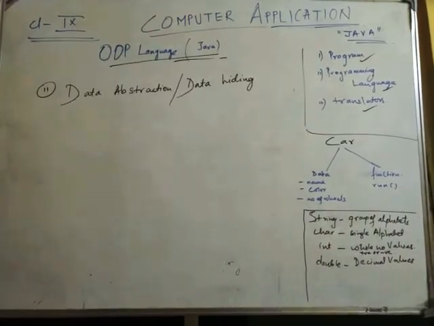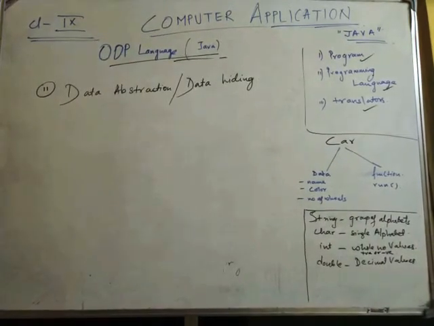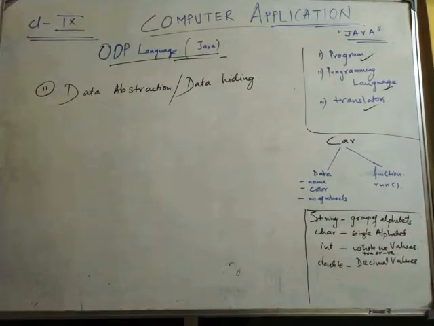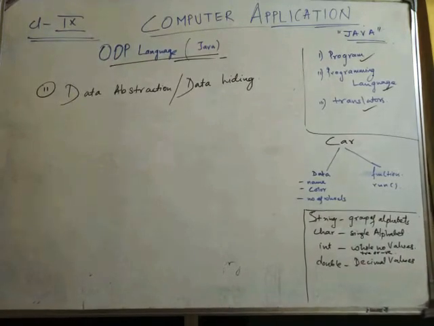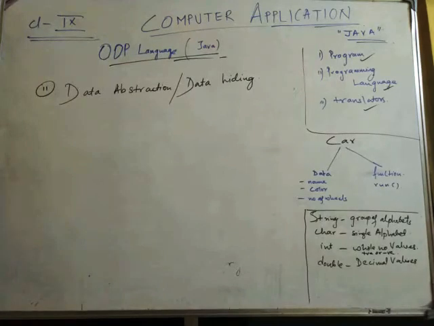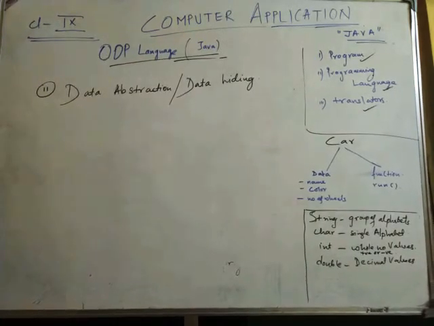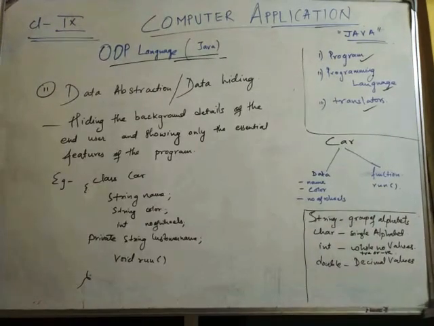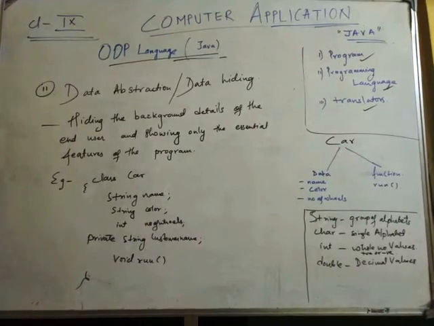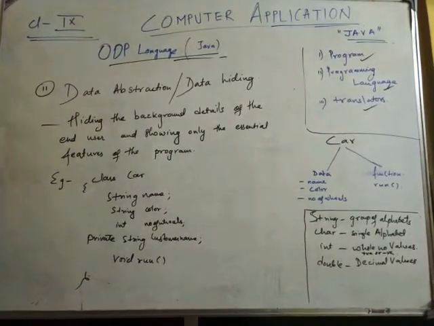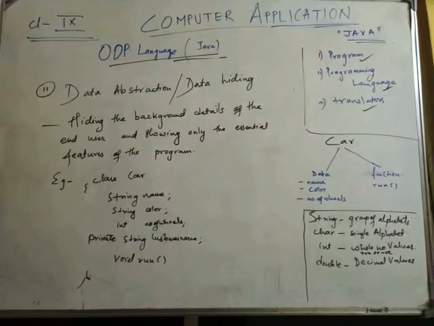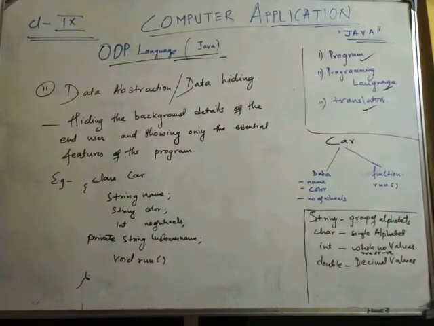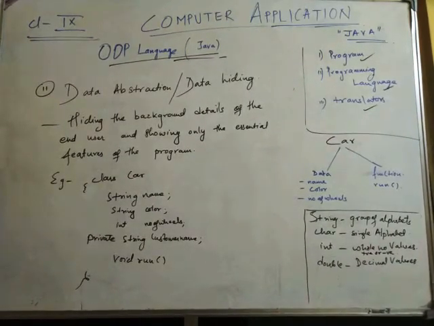So the next feature of OOP language is data abstraction or data hiding. It means hiding the background details from the end user and only showing the essential features of the program. Now we'll discuss what data abstraction means. Hiding the background details from the end user and showing only the essential features of the program is termed as data abstraction or data hiding.